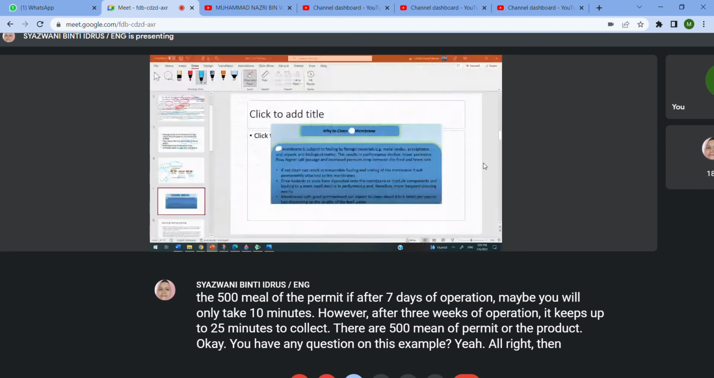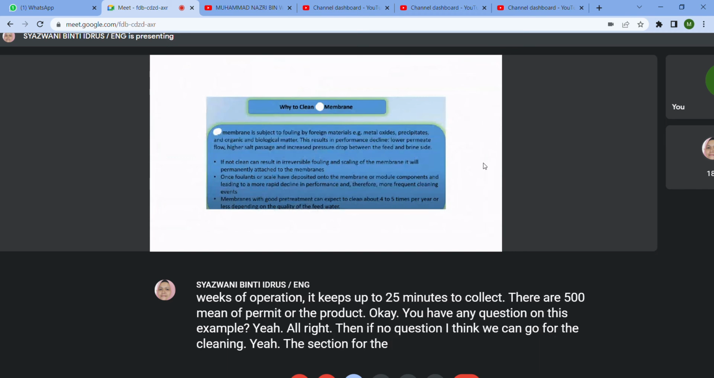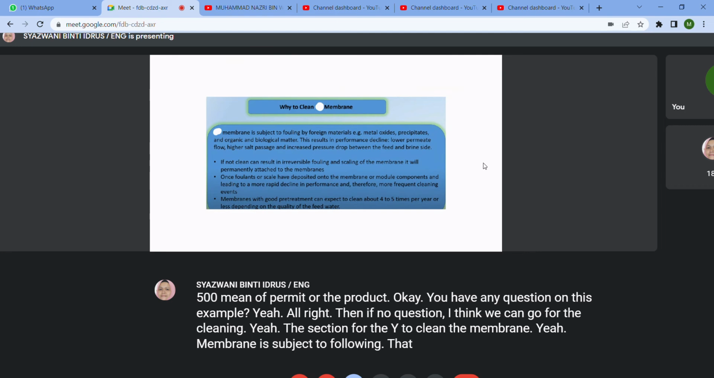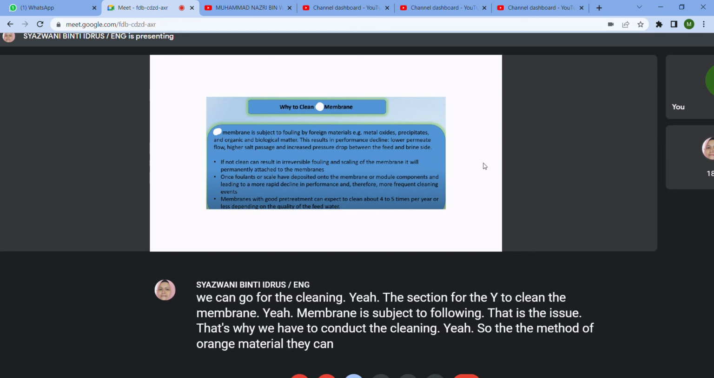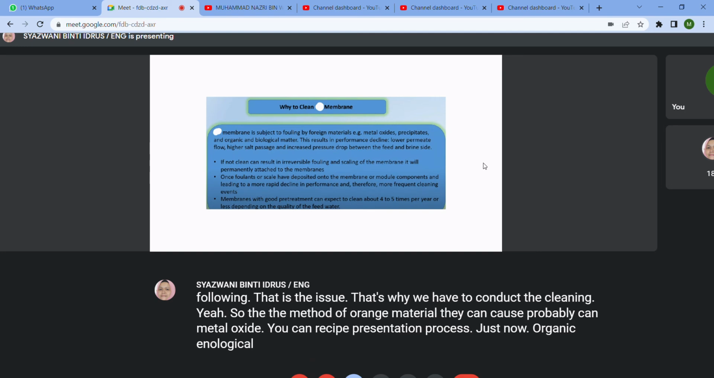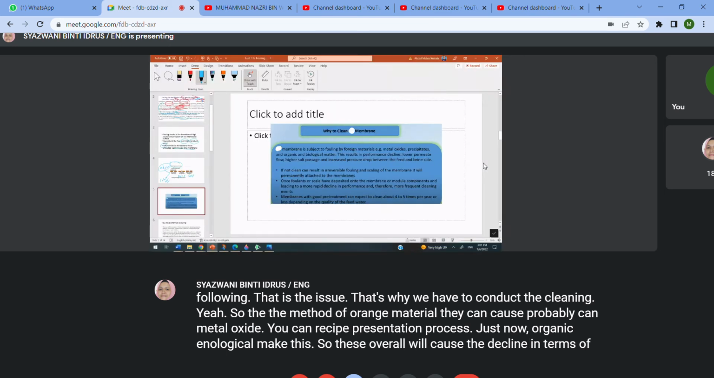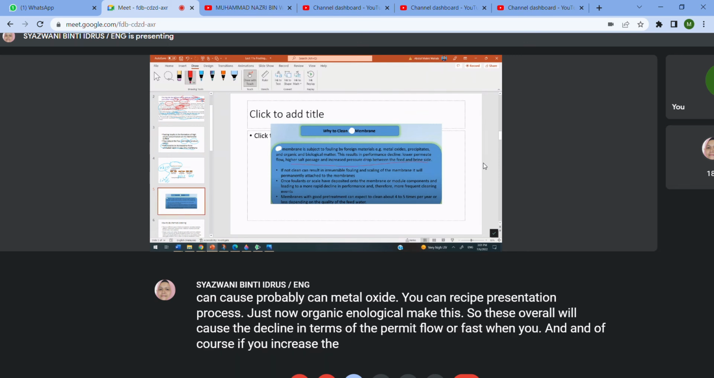All right, then if no question, I think we can go for the cleaning section, for the why to clean the membrane. Membrane is subject to fouling. That is the issue. That's why we have to conduct the cleaning, so that the foreign material that can cause fouling can be metal oxide, it can be precipitation process, organic and biological matter. So this overall will cause the decline in terms of the permeate flow or the flux value, and of course it will increase the transmembrane pressure.